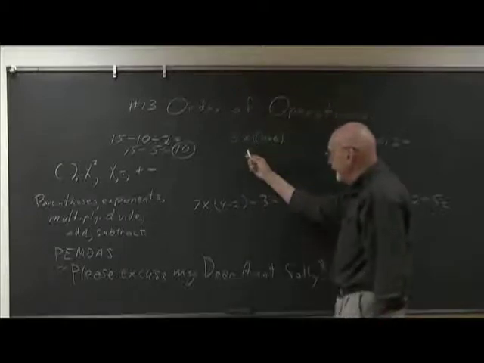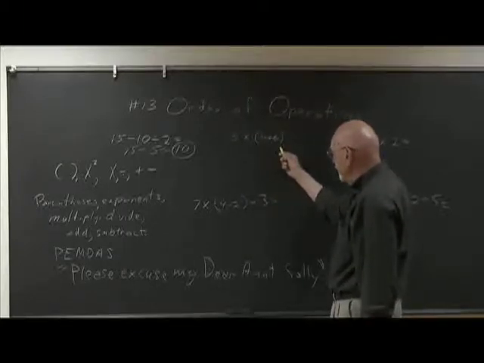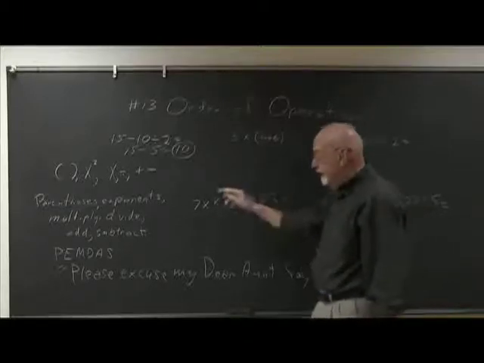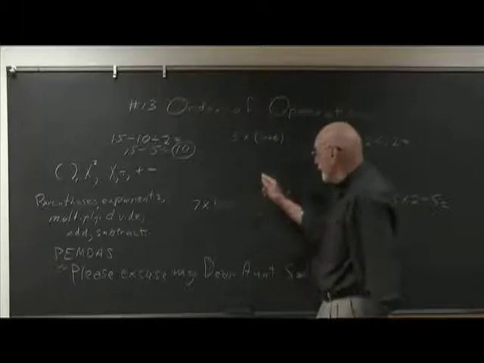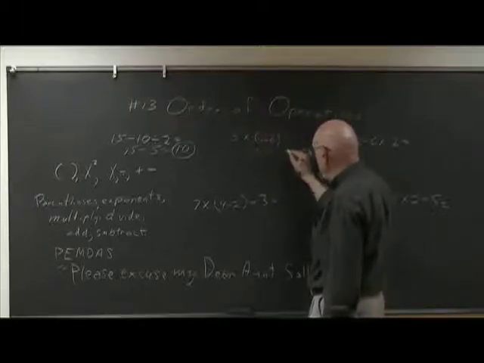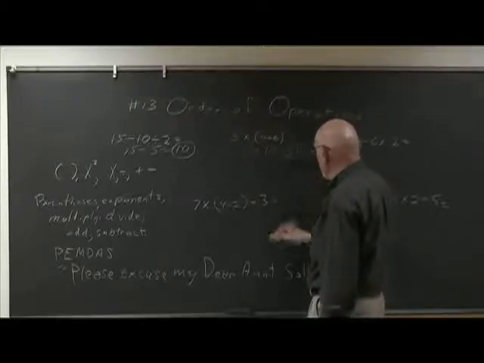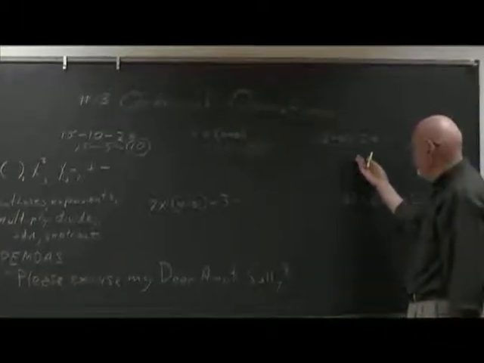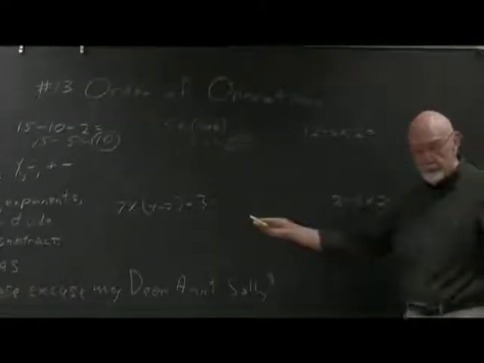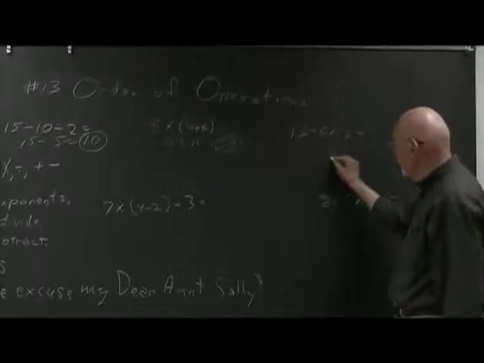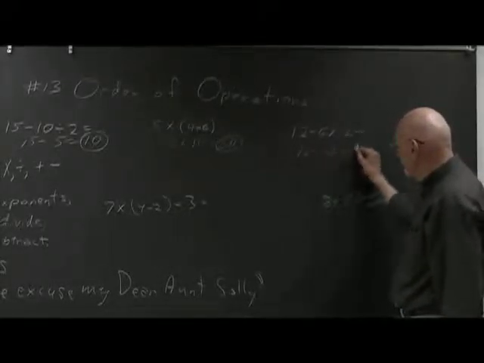Another example, 5 times (4 plus 6). Since this one is in the parentheses, that definitely has to come first. So 4 plus 6 is 10. Then we have 5 times 10 equals 50. And here we have 12 minus 6 times 2. Of course, multiplication comes before subtraction. 6 times 2 is 12. 12 minus 12 is 0.